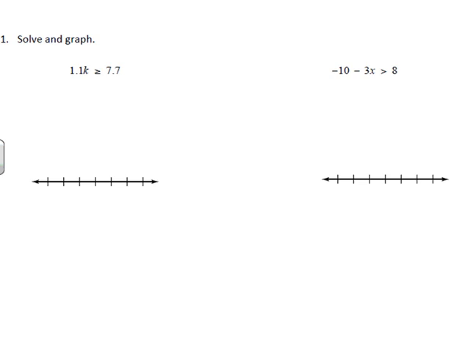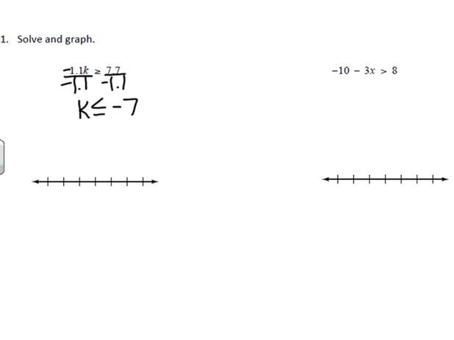All right, number 1, we have the inequality negative 1.1k is greater than or equal to 7.7. You need to divide both sides by negative 1.1. I do need to see that step. Okay, then the left side is k. If you divide by a negative, you have to flip your sign. And 7.7 divided by negative 1.1 is negative 7.